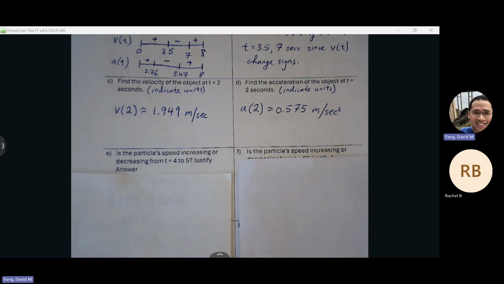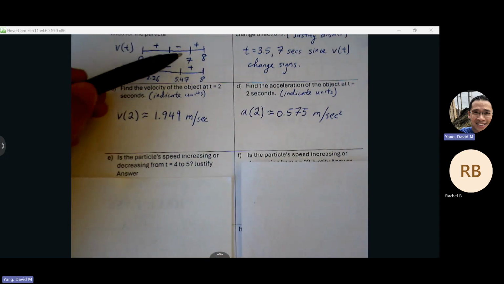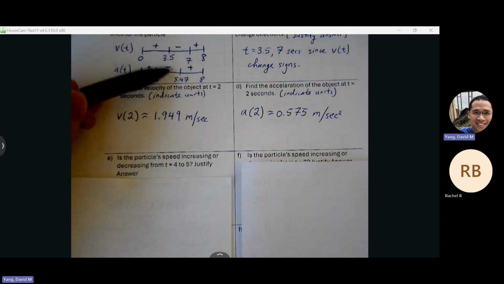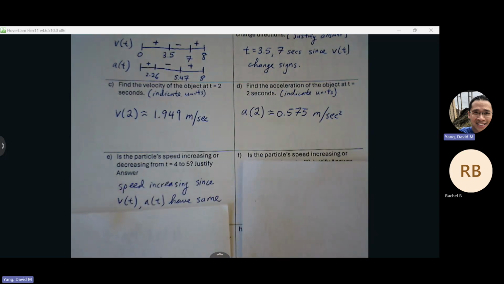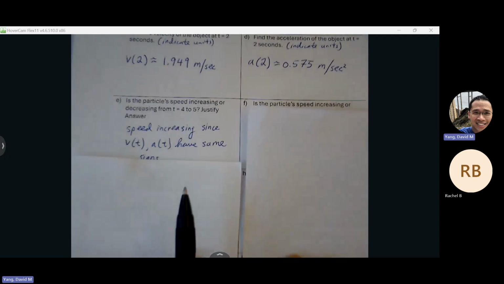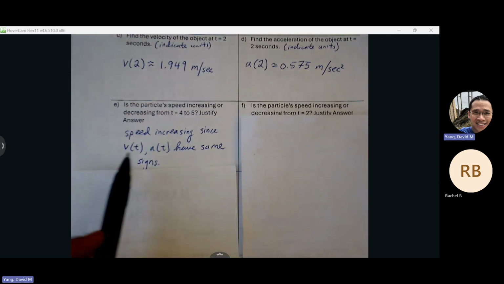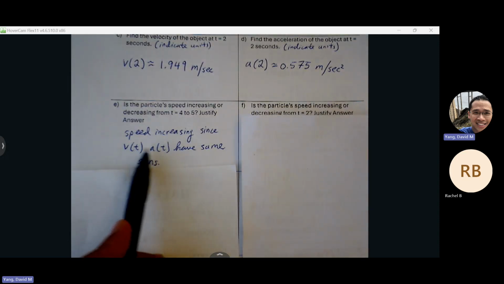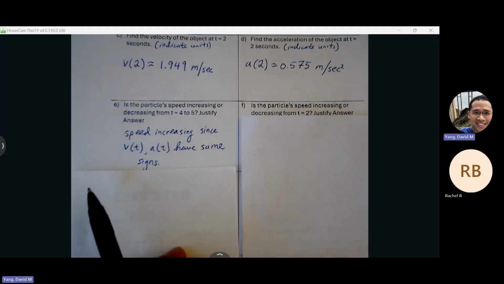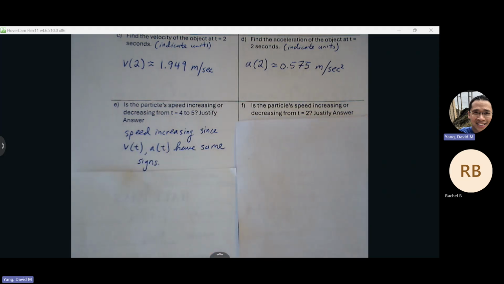All right, next up, is the particle speed increasing or decreasing from t equals 4 to t equals 5? So we know this is going to involve comparing our signs between velocity and acceleration. So we look at between 4 and 5. I lined up my velocity and acceleration sign lines, and my signs are both negative. And because they have the same signs, my speed will be increasing. And make sure that you're also naming v of t and a of t as you are writing out your justification.